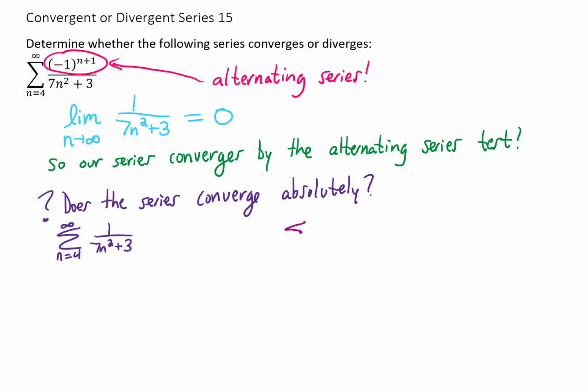Well, if we get rid of all those negative signs, this is the series we're left with. And we should expect this series to behave like a 1 over n squared series, because that is the highest power term in this series here. And a 1 over n squared series converges, because that is a p series with p equals 2.